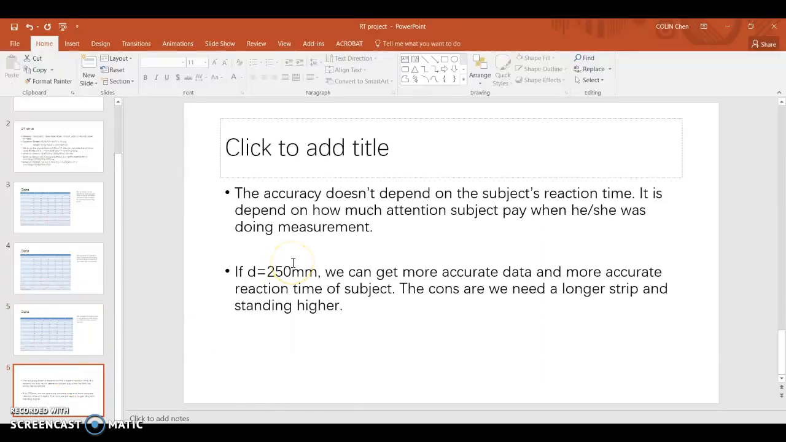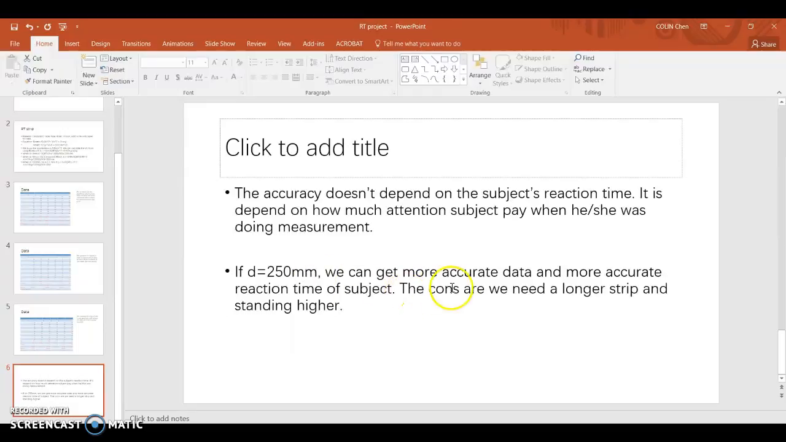So for the last two questions, the answer is that the accuracy doesn't depend on the subject's reaction time. It depends on how much attention the subject pays when he or she is doing the experiments.